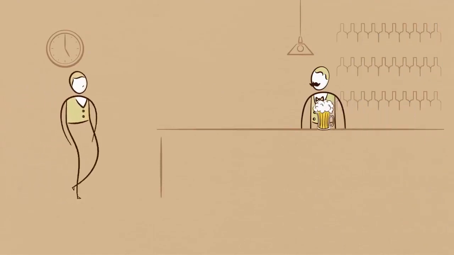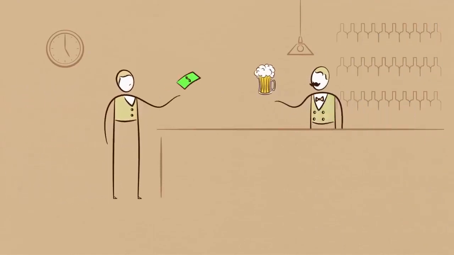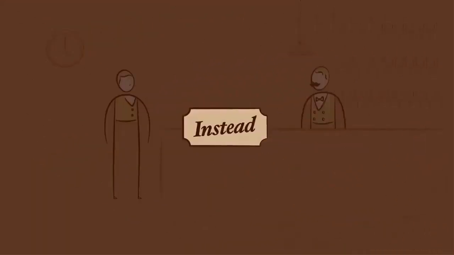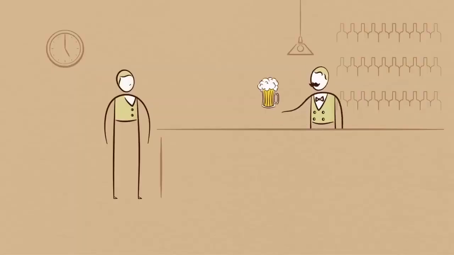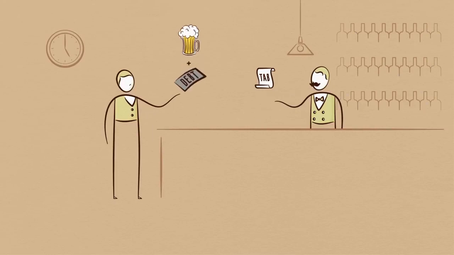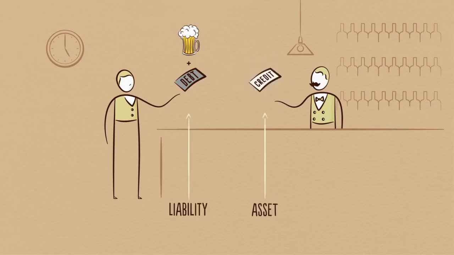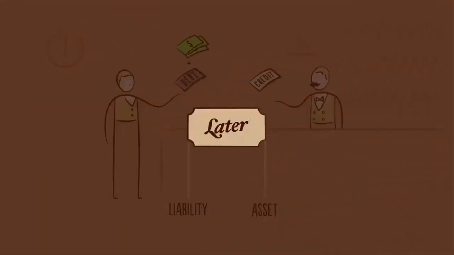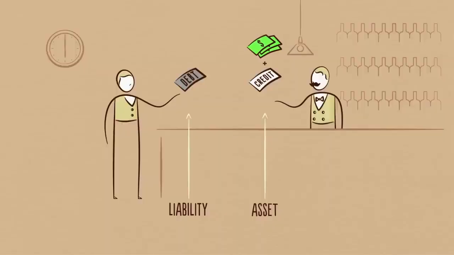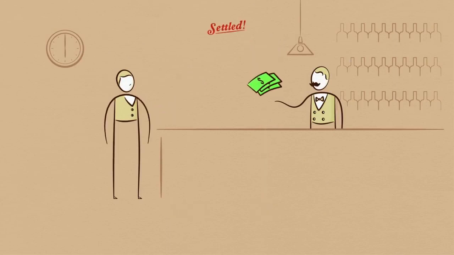When you buy a beer from a bartender with cash, the transaction is settled immediately. But when you buy a beer with credit, it's like starting a bar tab. You're saying you promise to pay in the future. Together, you and the bartender create an asset and a liability. You just created credit out of thin air. It's not until you pay the bar tab later that the asset and the liability disappear, the debt goes away, and the transaction is settled.